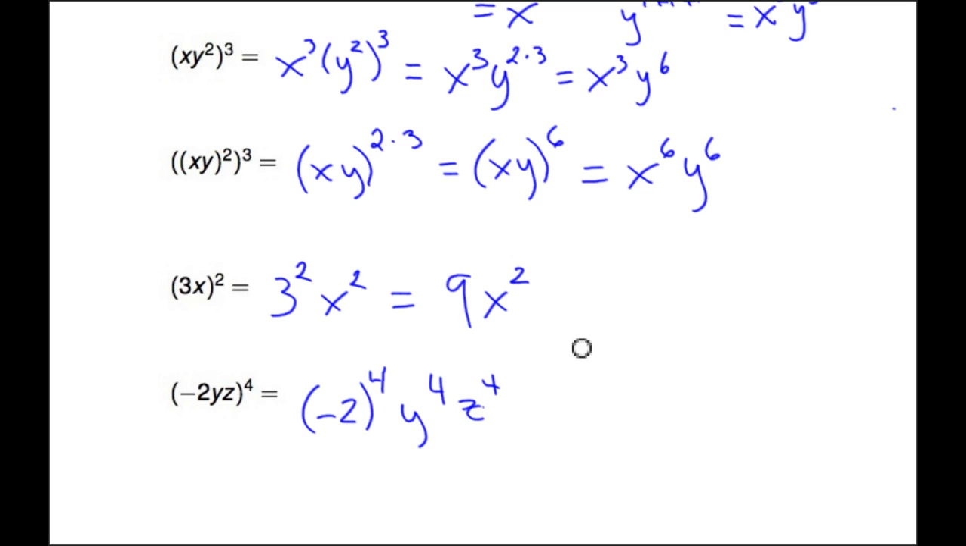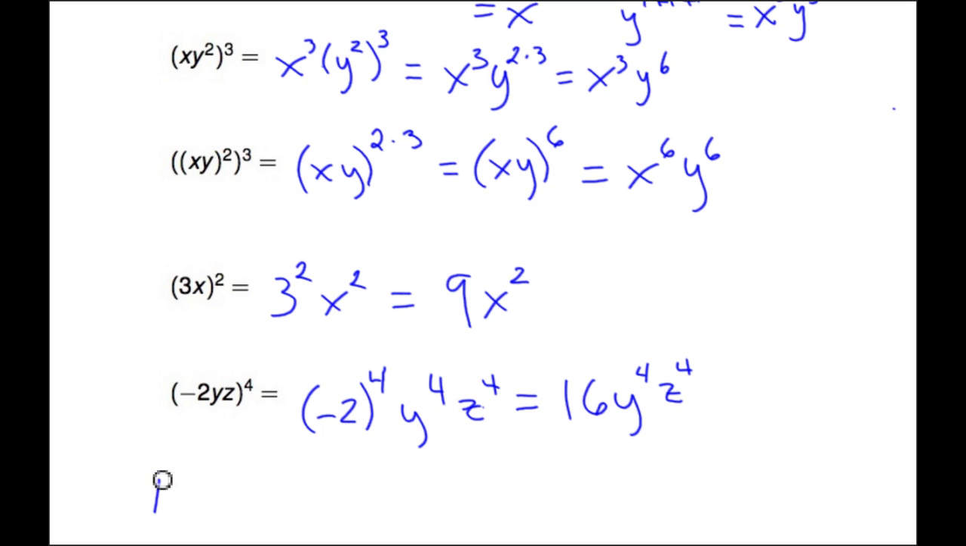Okay, so what is -2 to the 4th power? Well, if you take -2 times -2, that's 4, times -2, that's -8, times -2, that's positive 16. So the answer here is 16y to the 4th, z to the 4th.